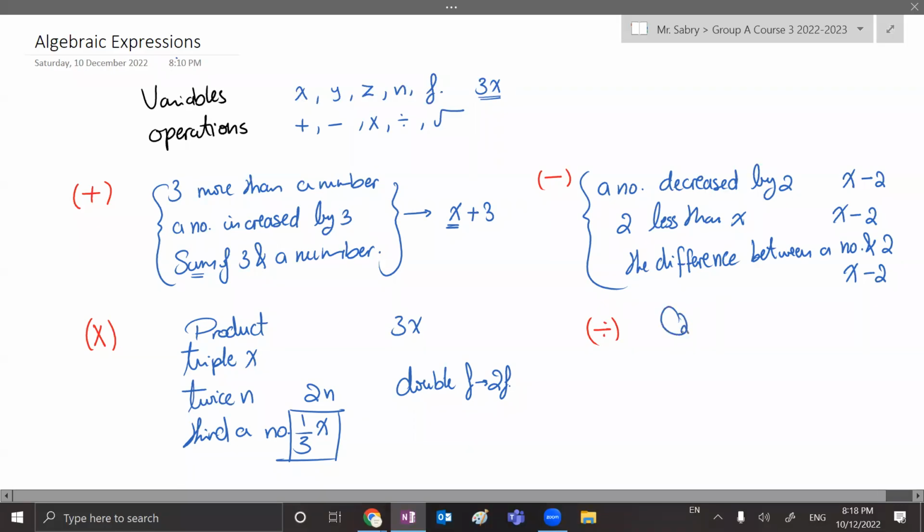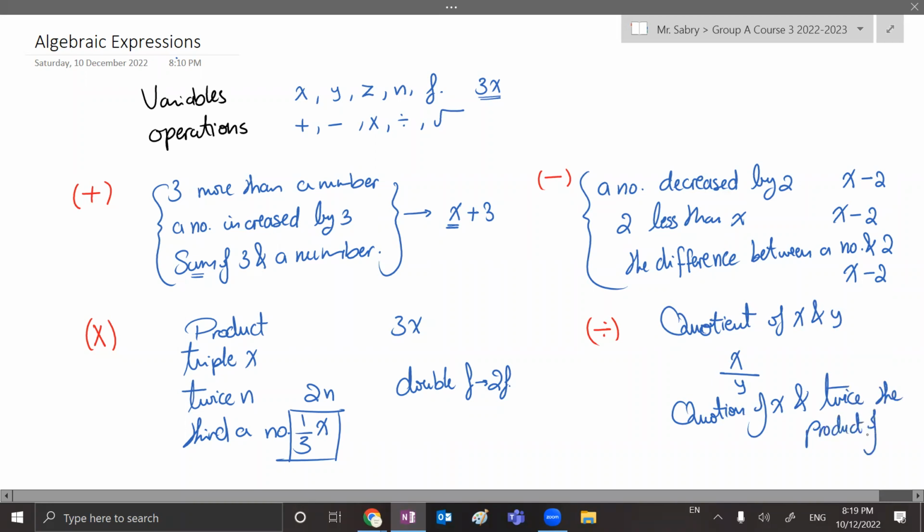We then move to division, where the word quotient is extremely important. So quotient means division. If I say the quotient of x and y, it means x divided by y. I can also say the quotient of x and twice the product of a and b.